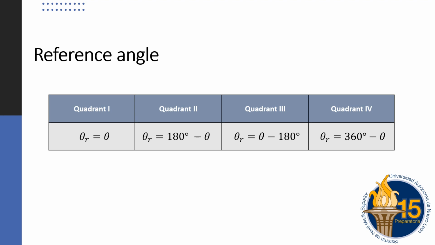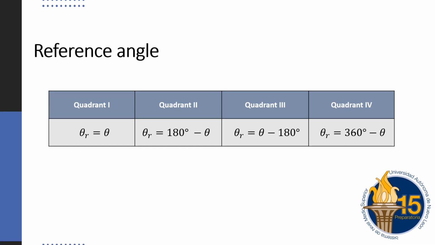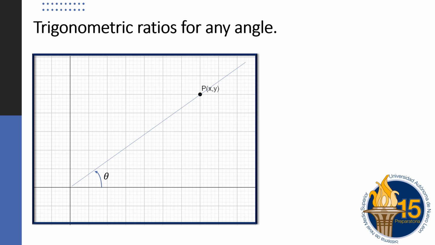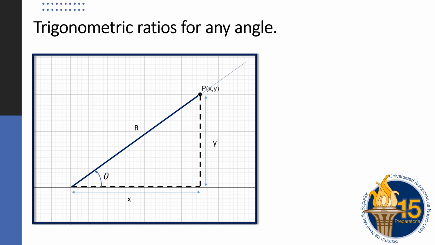Let's see then the trigonometric ratios for any angle. Let's go back to the Cartesian plane and consider an angle in its standard position, as well as a point through which the terminal side passes. Now, let's draw the radial distance, the distance on x and the height on y. As you can see, we have again a right triangle. So we can determine the trigonometric ratios in terms of x, y, and r.